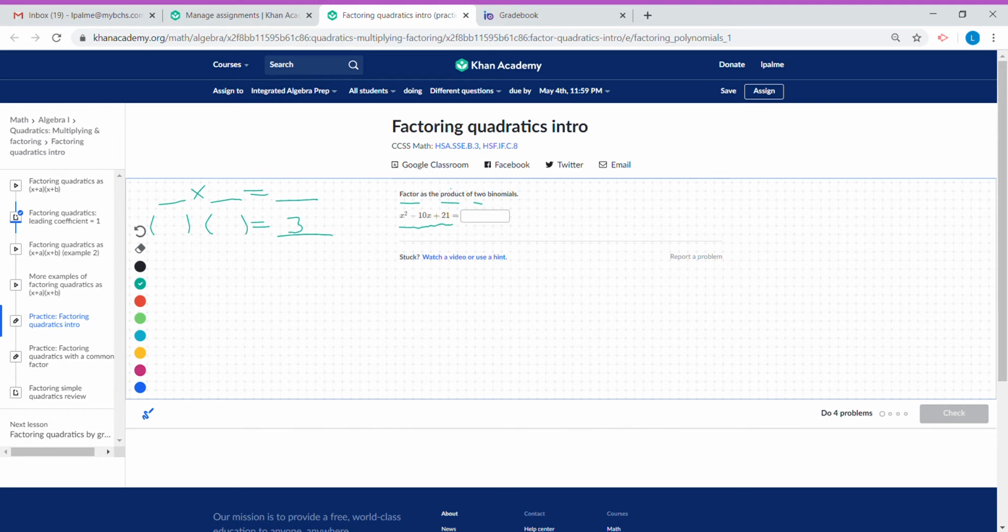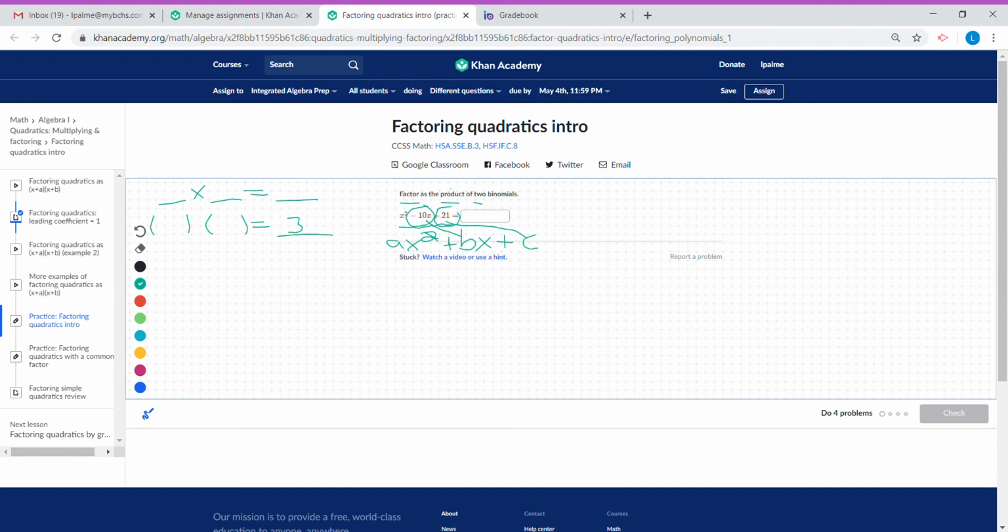Now here we have our standard form, ax squared plus bx plus c. That is a standard form for a trinomial. So negative 10 is our B and 21 is our C. So you find the factors of C, positive 21, that add up to B, which is negative 10.